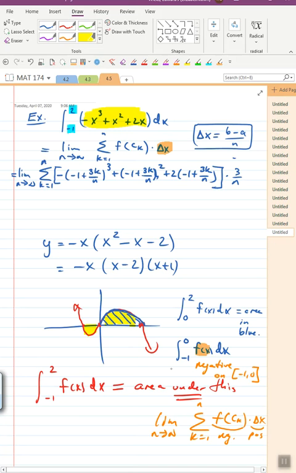Okay, so question for everybody. When I evaluate this integral, am I going to get a negative number or a positive number for an answer? Okay, what are all of your function values on this interval -1 to 0? Alright, those are negative.